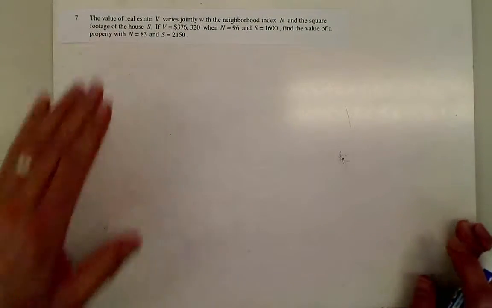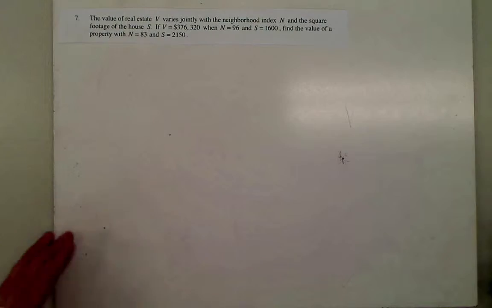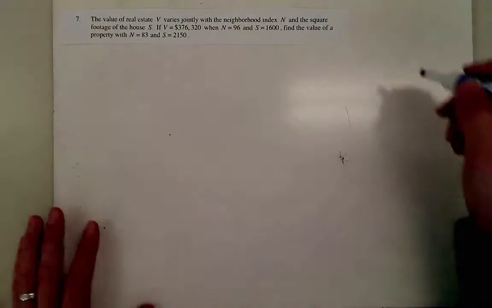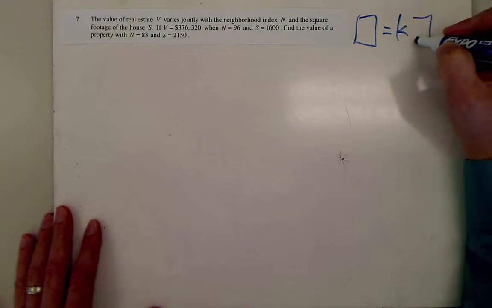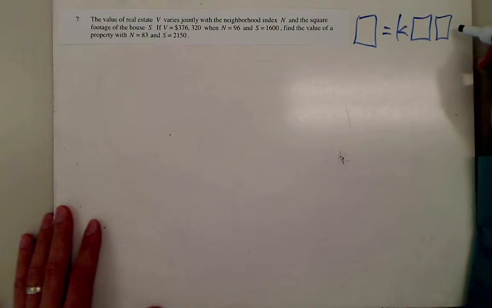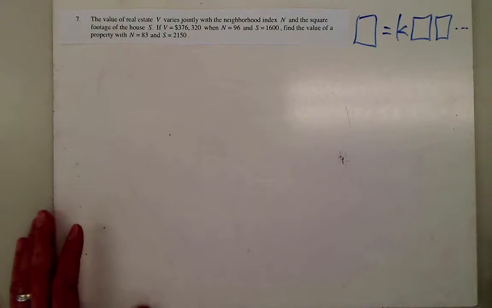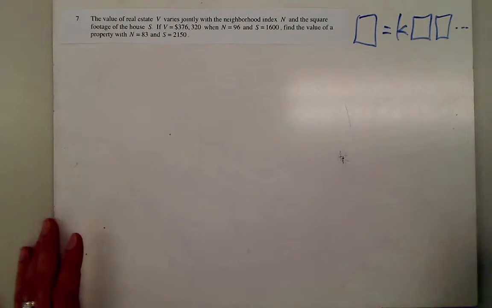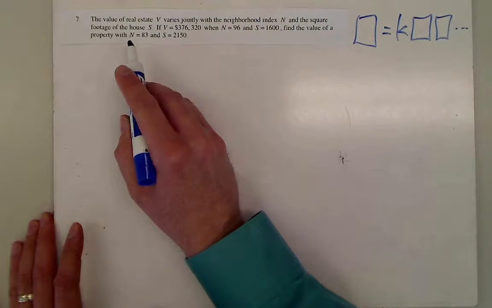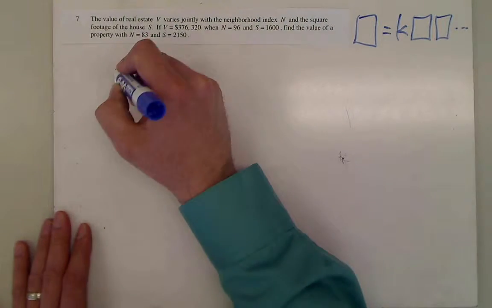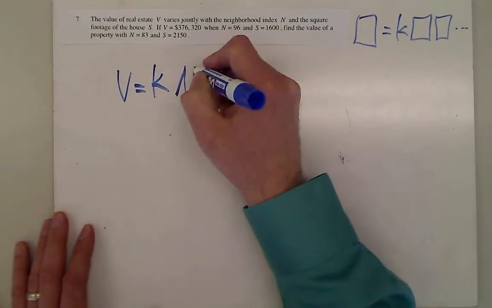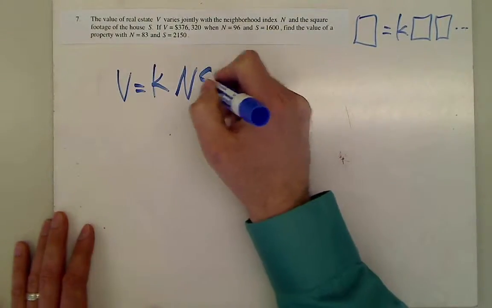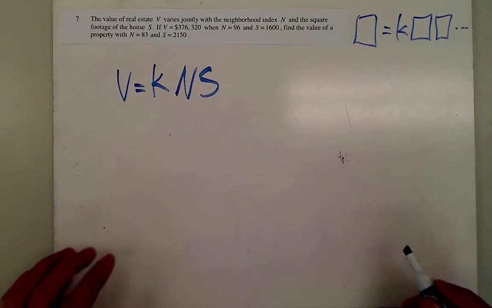The next question for the examples I'm going to show you is number 7, which is joint variation. Joint variation means you have some value, which equals some constant k times some other values. There can be multiple values that are multiplied after the k. Usually 2, but there could be more. So the value of real estate, V, equals k times the neighborhood index, N, and square footage of the house, which is S. So I have two variables over here.